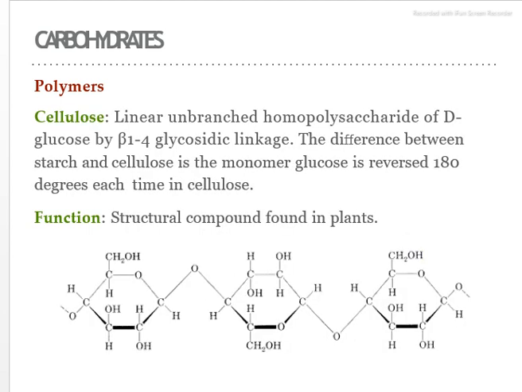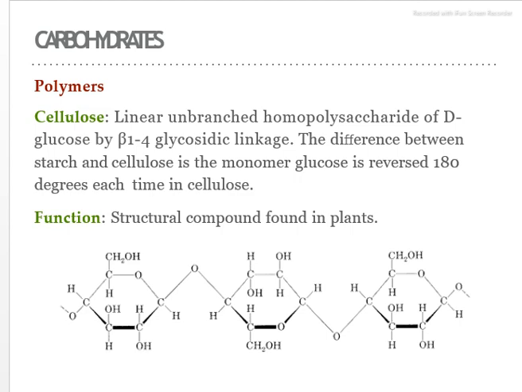The next polymer is cellulose. Cellulose is a linear unbranched homopolysaccharide. Starch and glycogen are branched polysaccharides, but cellulose is the linear unbranched homopolysaccharide of D-glucose. The linkage present in cellulose is the beta 1,4 glycosidic linkage. The difference between starch and cellulose is that the glucose monomer is reversed 180 degrees each time in cellulose.